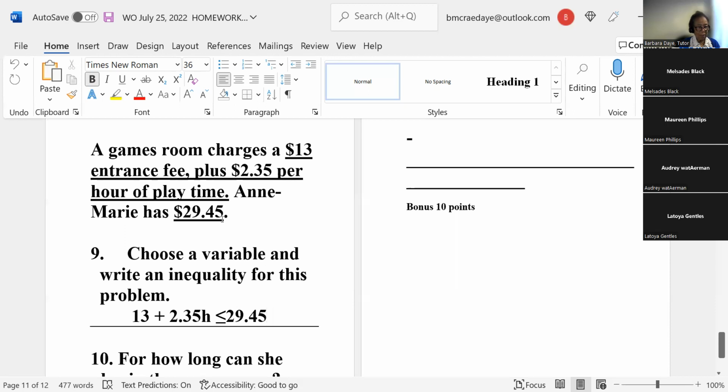It is less than, so it has to be less than or equal. She can't spend more than what she has in her pocket, right? So Audrey, you're right. The 7 hours is correct. But I'm saying the inequality should be set up. Yeah, I thought I had the right answer, but to set it up, you have to have the 13. The setting up was the problem for me.